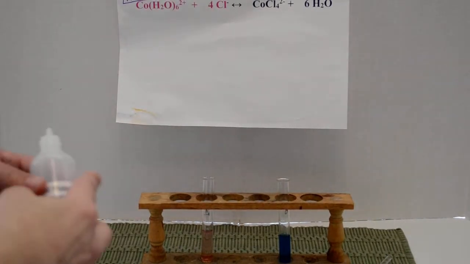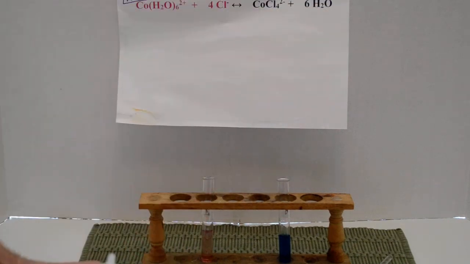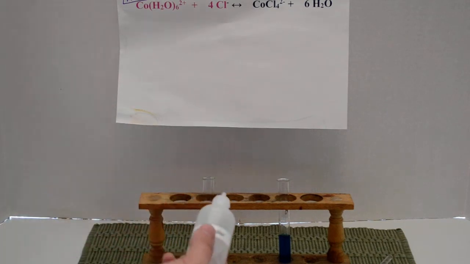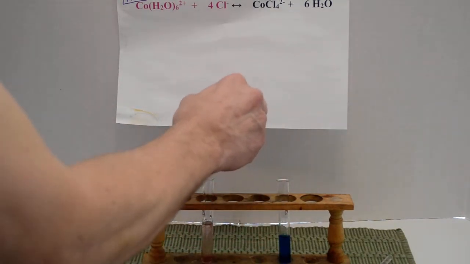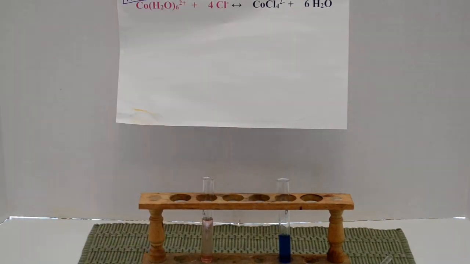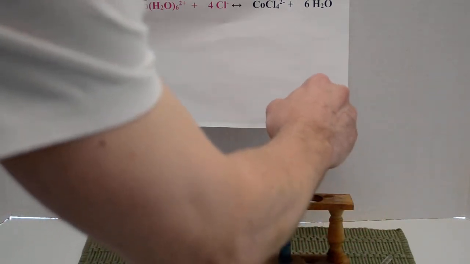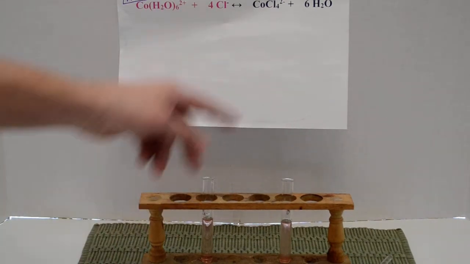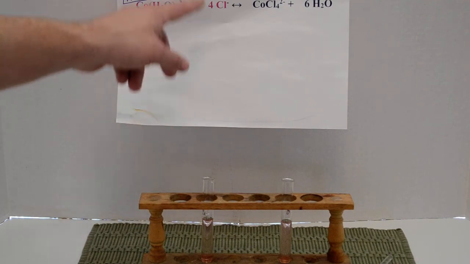Okay, now let's take water and let's add water. Now look where water is in the balanced equation. It's on the product side right now. Let's go ahead and add water to the pink one and see what happens. Okay, looks like it stayed pink. So let's see what happens when we add water to the blue tube. Oh, check that out. When you add water, it turns pink, and when you add water to the pink tube, it stays pink.